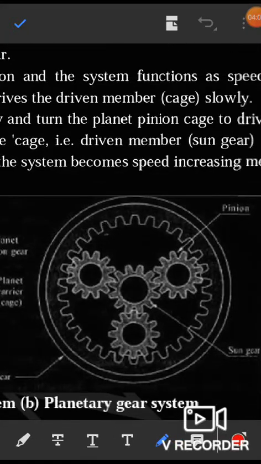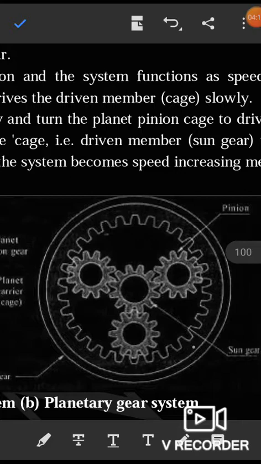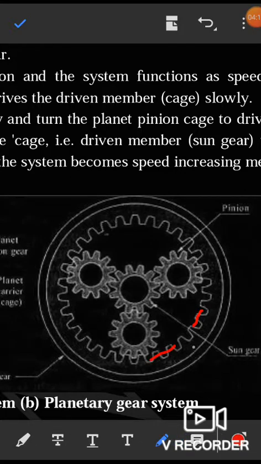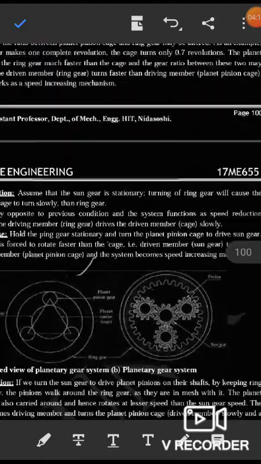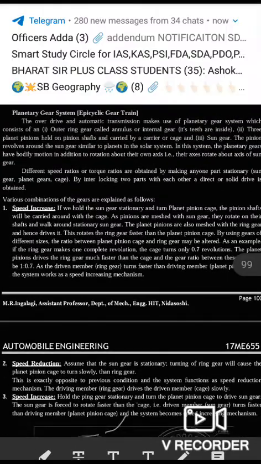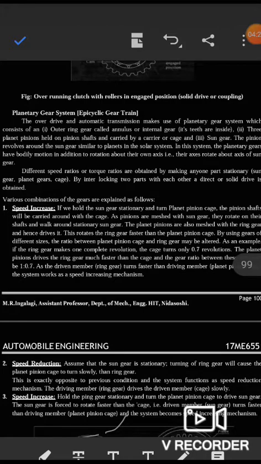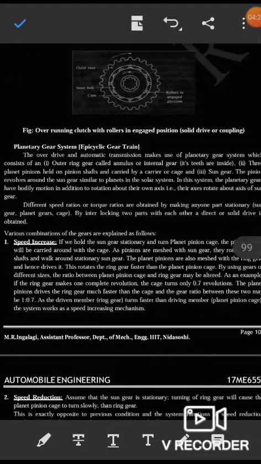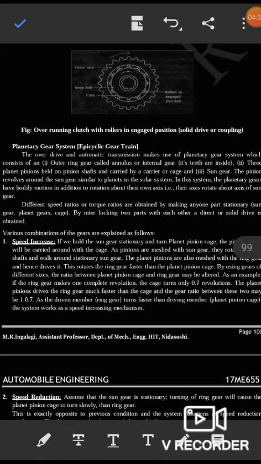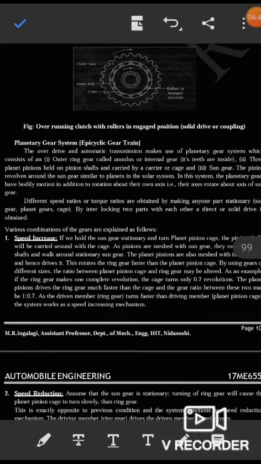Here you may observe the teeth inside the gear. That's why it is known as the outer gear called annulus, or internal gear. Its teeth are inside, so it is known as the internal gear.